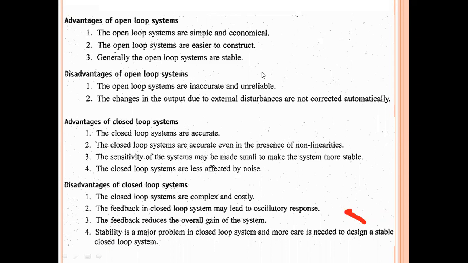And the feedback in the closed loop system may lead to an oscillatory response. Oscillatory response means the output will oscillate. The output response signal will be oscillating between a particular upper and lower limit. So that oscillatory response can be seen in the output signal. That is due to the feedback effect. That is also one of the disadvantages.